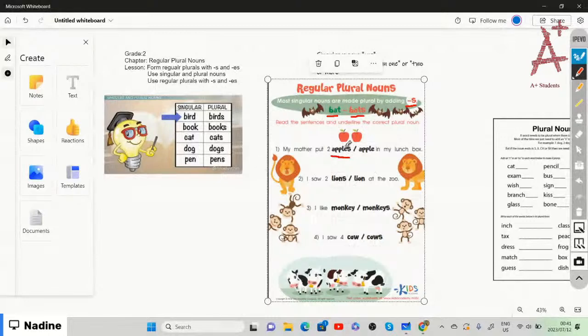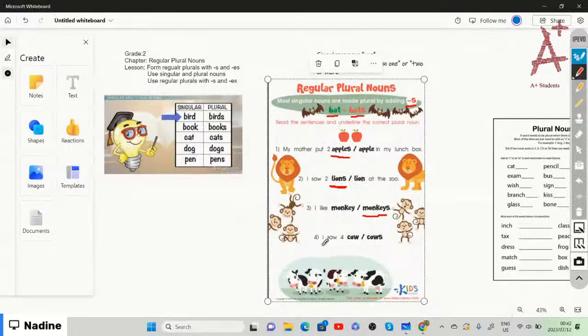So one lion, another lion, two lions. So we say it's lions. The third one, I like monkey or I like monkeys. We need to choose the correct plural noun, right? So I like monkeys, right? And there we have one, two, three, four, five, six monkeys, right?